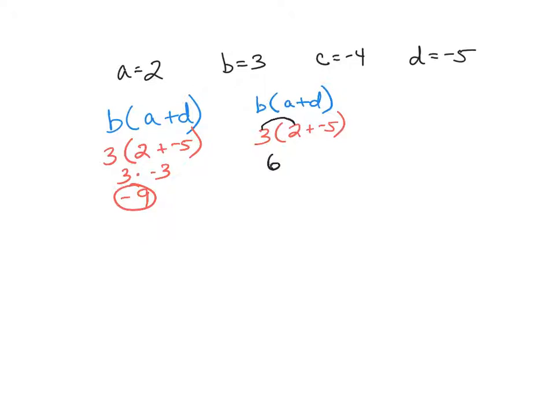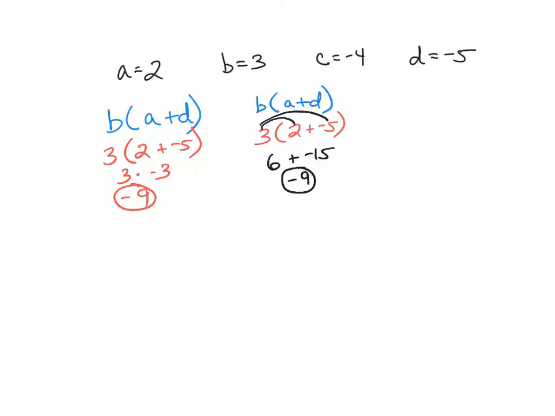3 times 2 is 6, plus 3 times a negative 5 is a negative 15. 6 plus a negative 15 still gives me negative 9 for an answer. It doesn't matter which way you go through and do the problem. Either one will give you the same answer.